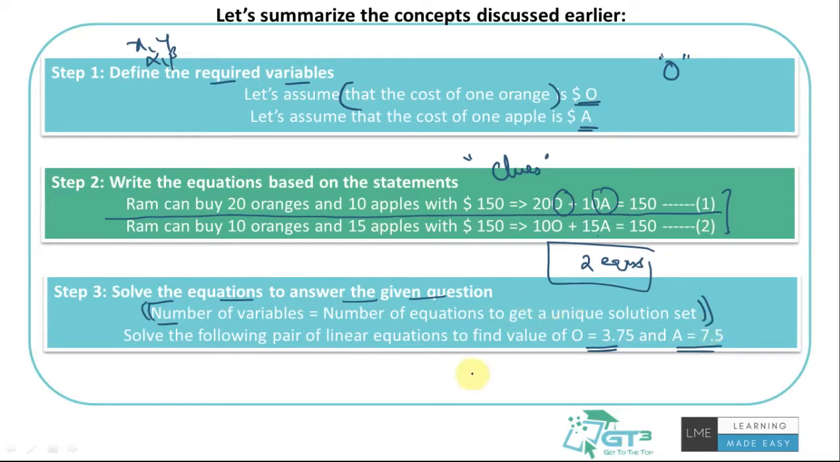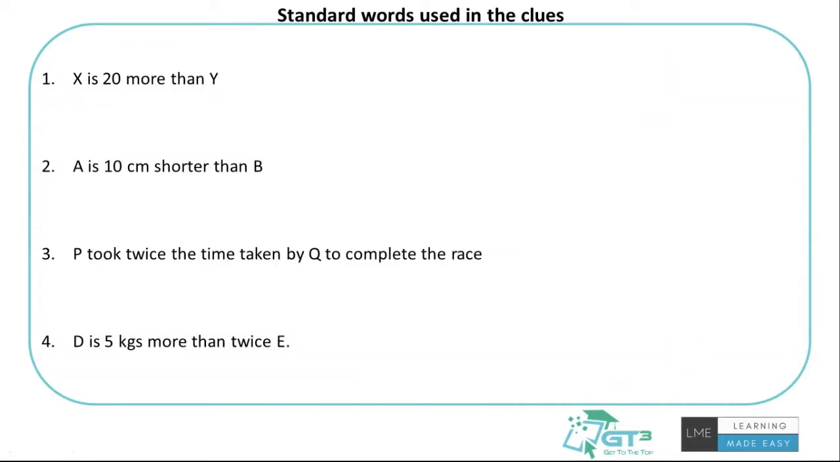Like in the earlier case, the question was asking how many apples can I buy, right? Only apples if I don't buy oranges. So $150, one apple is 7.5, so I can basically buy 20 apples if I don't buy any orange with $150. That's the answer you need to give, right? So standard words used in the clues.